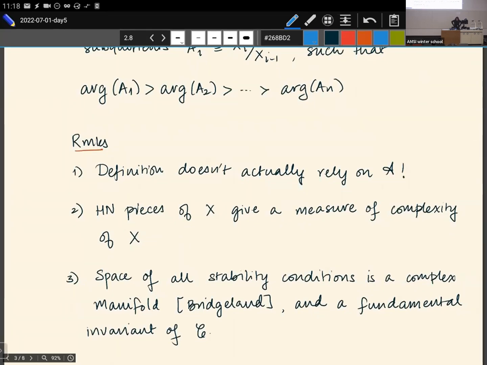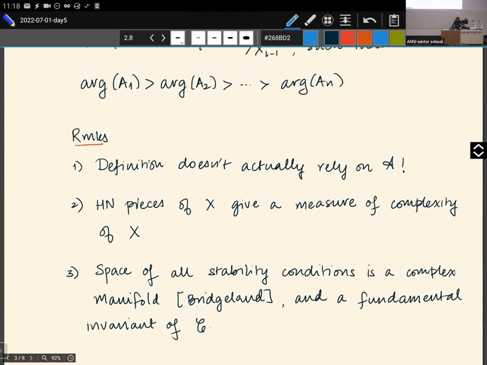Okay. So the first remark, which again is not obvious based on how I've presented things, is that this definition actually doesn't rely on A. There's an entirely equivalent definition which makes no reference to A, which would produce A out of the definition, but it can be easier to start with an A. The second remark, I already mentioned this, and I want to say a bit more about it.